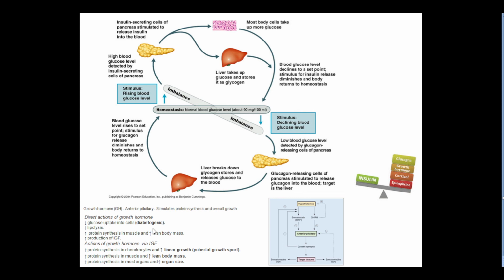So it makes sense because for the protein synthesis, obviously you need lots of glucose. And here you can see the actions of growth hormone indirectly through insulin-like growth factor. Most of them will be based on protein synthesis and action on chondrocytes, muscles, and all of the organs for the growth and development.